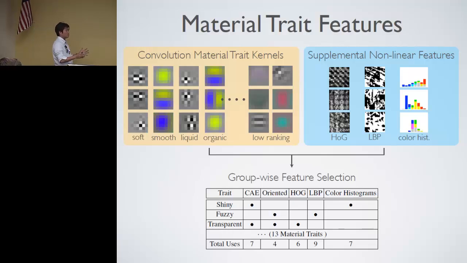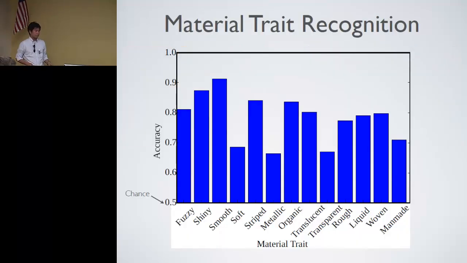So what you end up with is a classifier for each of the visual material traits using the best combination of these features. And you can see that all the features are used almost uniformly across all the different traits, suggesting that all of them are actually important to span the space of all these traits. Okay?